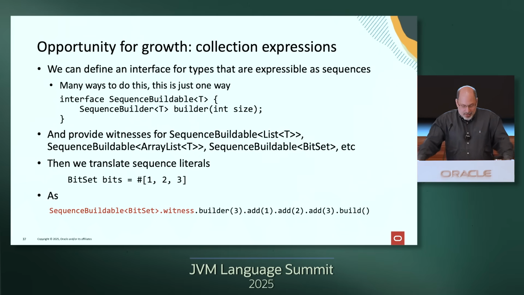And again, this may look, gee, that might be inefficient, but because everything here is a constant, I think the VM might be able to chew that up a little bit more effectively than it looks like. And if you want to write a new class that can be expressed as a sequential list of things, you just provide a witness to sequence buildable of my class, and the compiler will do the extra work for you.